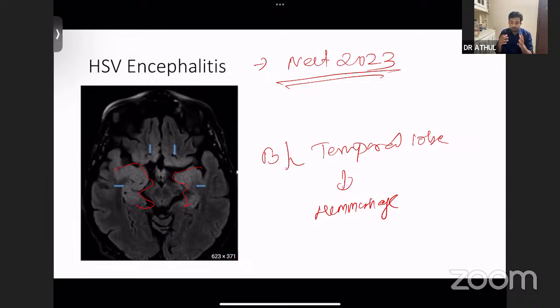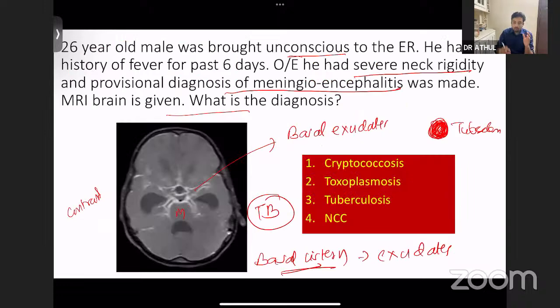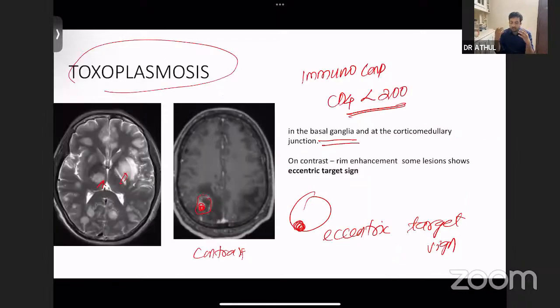All these are the features of HSV encephalitis. So for a quick revision, tuberculosis will usually affect the basal cisterns. There will be basal exudates resulting in enhancement in tuberculosis. Toxoplasmosis is usually seen in immunocompromised patients, usually affecting the basal ganglia region. Eccentric target sign, all these are the points favoring toxoplasmosis.